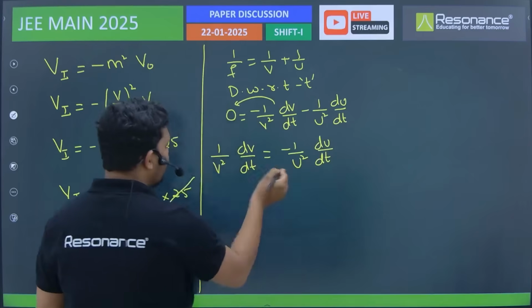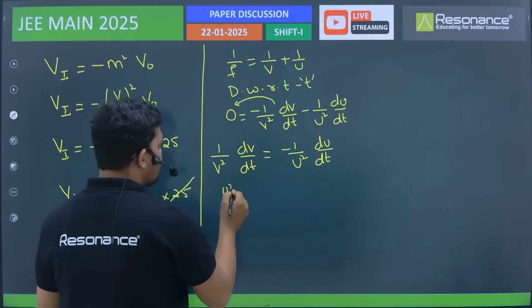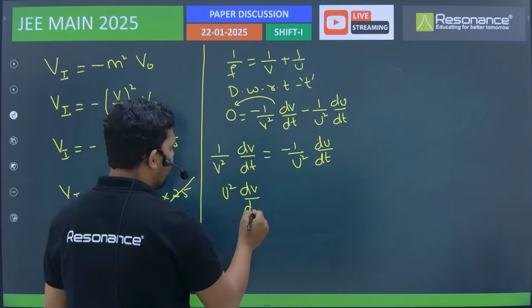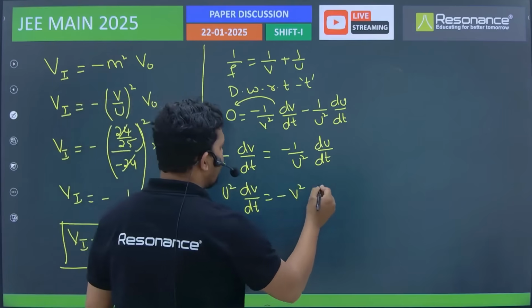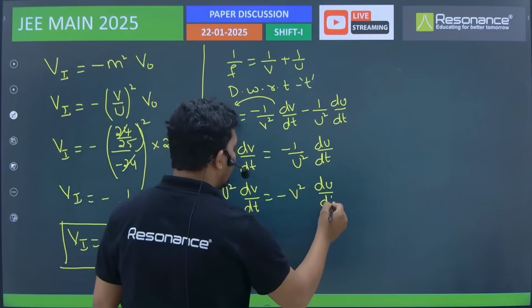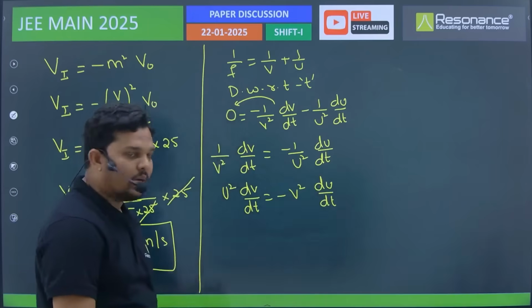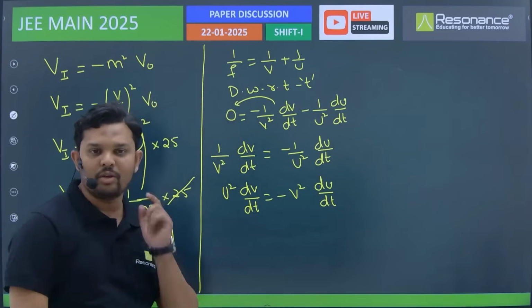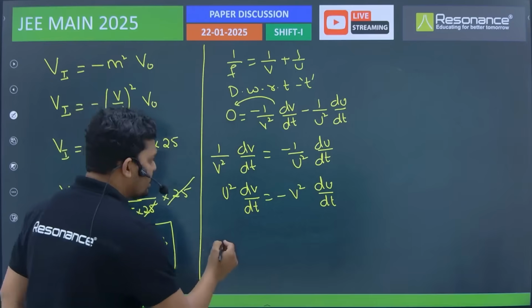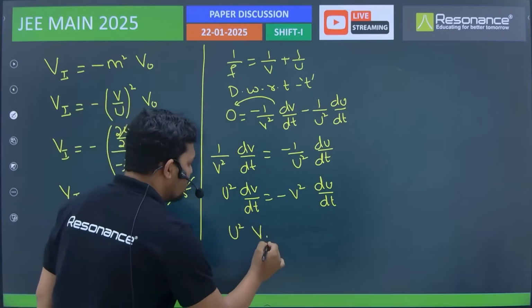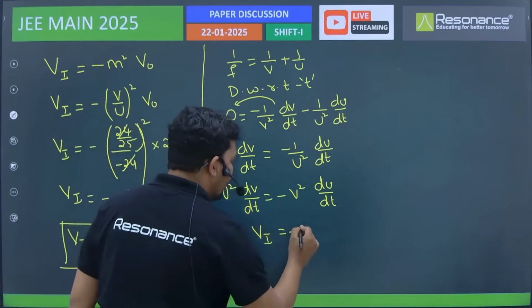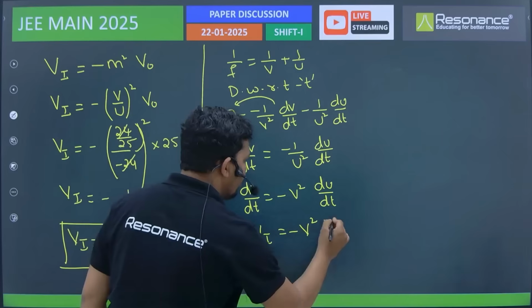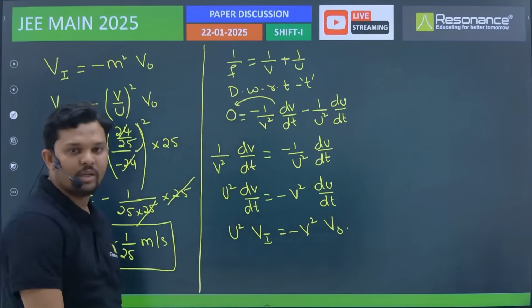Now next, I wish to send this u square here. So this is u square into dv by dt equals minus of v square into du by dt. Once again, I would like to say that dv by dt is nothing but my velocity of the image. It's better if we represent that part. So u square into this is going to be the velocity of the image, minus of v square into this is going to be the velocity of the object.